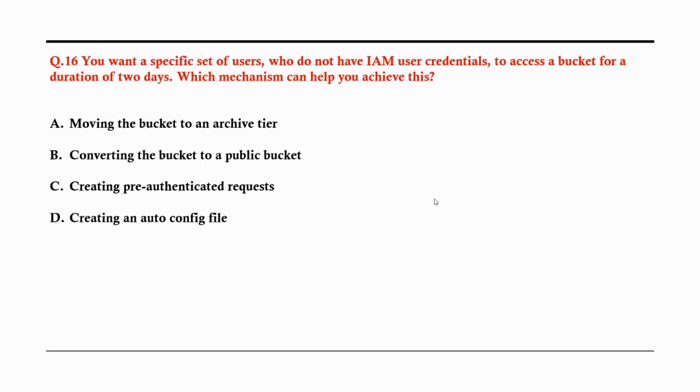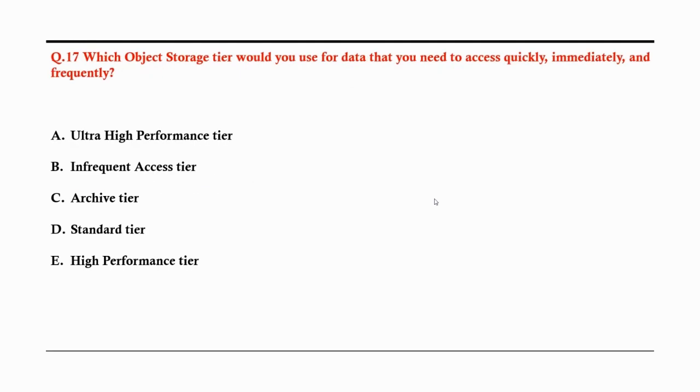Question 16. You want a specific set of users who do not have IAM user credentials to access a bucket for a duration of 2 days. Which mechanism can help you achieve this? So currently you can use a pre-authenticated request. That's answer C for this kind of request. Question 17. Which object storage tier would you use for data that you need to access quickly, immediately, and frequently? The correct answer is D, the standard tier. We also call this the hot tier.